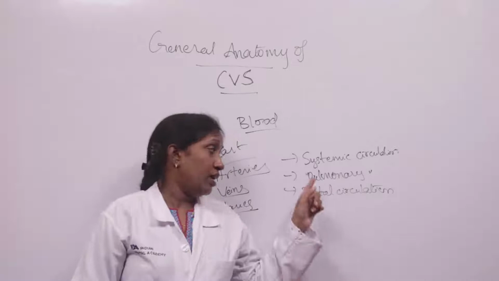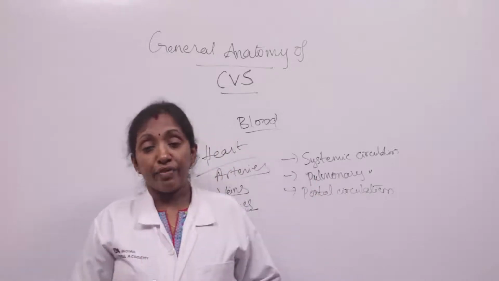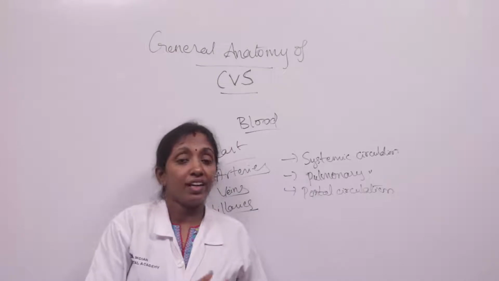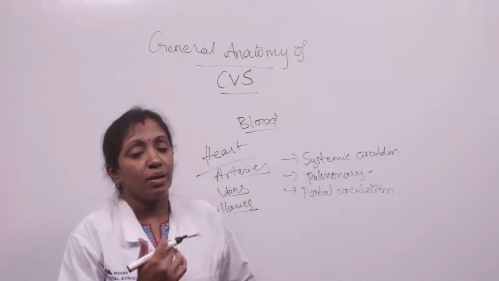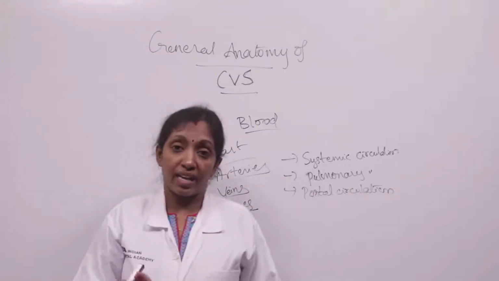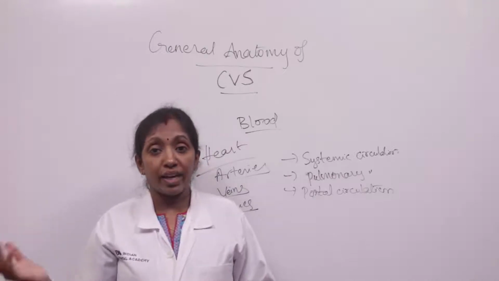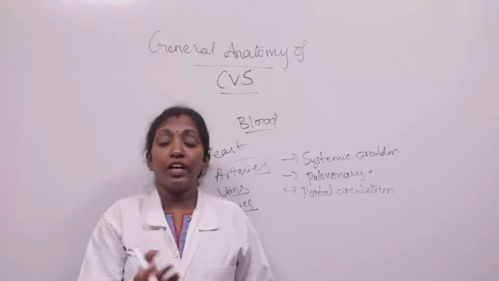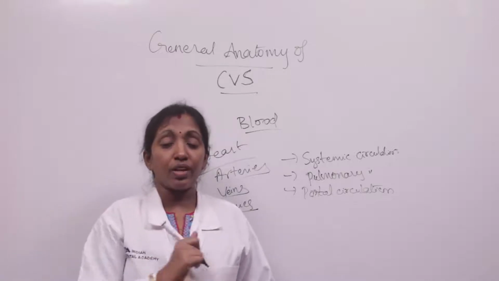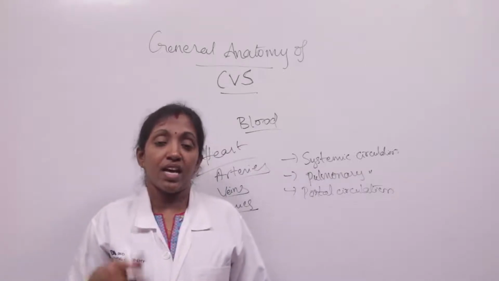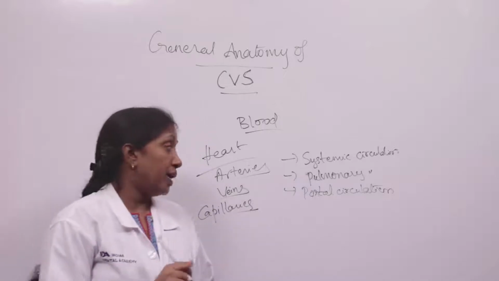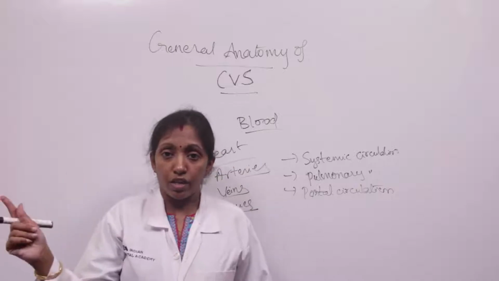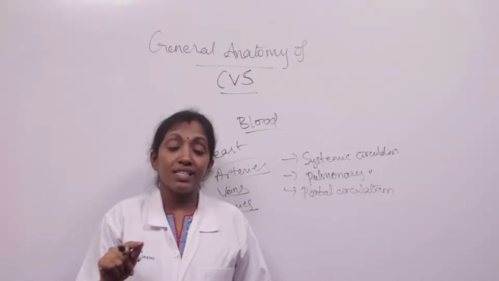Coming to the pulmonary circulation, the blood from the right ventricle, because we know the right ventricle contains deoxygenated blood, passes to the lungs, and the lungs purify the blood. The blood from the lungs opens into the left atrium through the pulmonary veins. This circulation we call pulmonary circulation. So the blood goes from the right ventricle to the lungs and from the lungs to the left atrium.